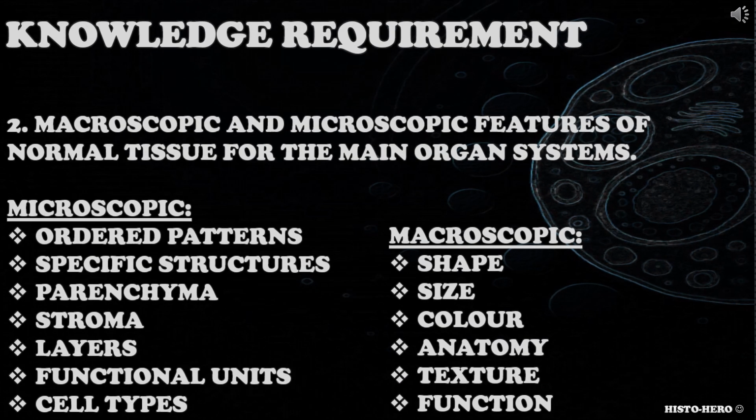The second knowledge requirement is for you to know the macroscopic and microscopic features of normal tissue for the main organ systems. What are the macroscopic and microscopic features of normal tissue from main organ systems? Consider microscopic features like ordered patterns, specific structures, parenchyma, stroma, layers present in tissues, functional units of major organs, cell types present in tissues and so on. Consider macroscopic features like shape, size, color of organs, their anatomy and function, their texture and so on.